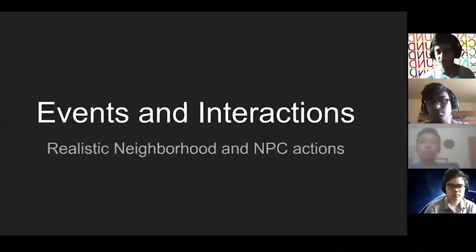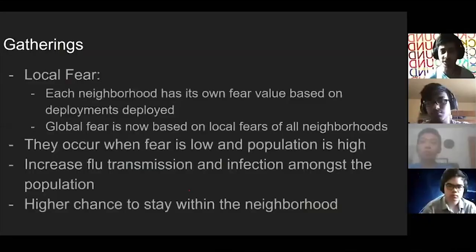Our next mod is Events and Interactions, which aims to create more realistic NPC interactions. To create conditions for these interactions, we implemented local fear, which is fear inside each neighborhood based on the deployments deployed there rather than across the whole city. And global fear is now based on the local fears of all the neighborhoods. Our first event is gatherings, which occur when the population is high and the fear is low. As you'd imagine with a mass gathering, it increases flu transmission and infection amongst the population, and people have a higher chance to stay closer together and within the neighborhood.